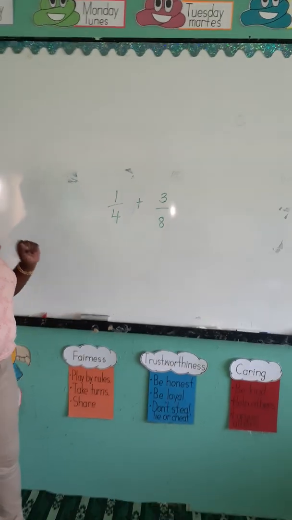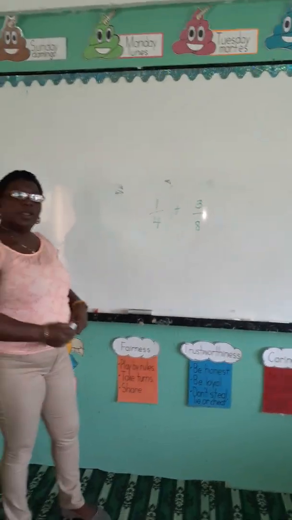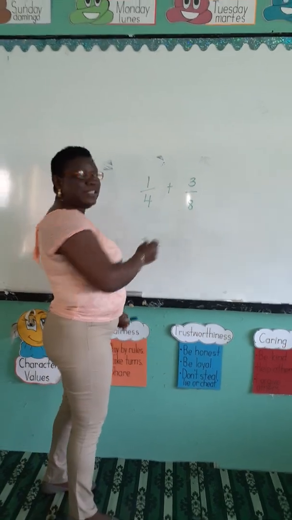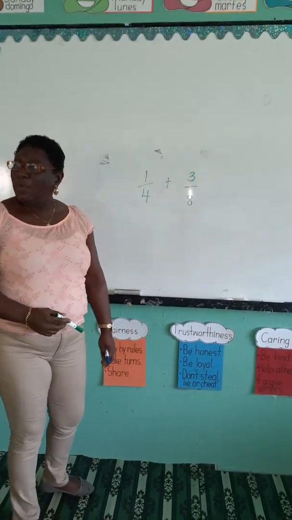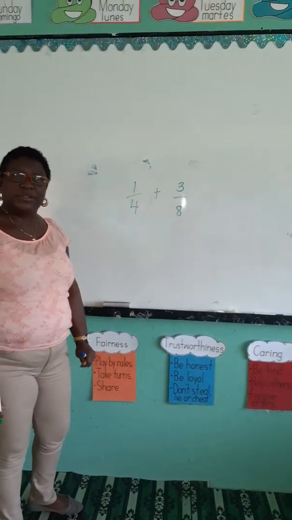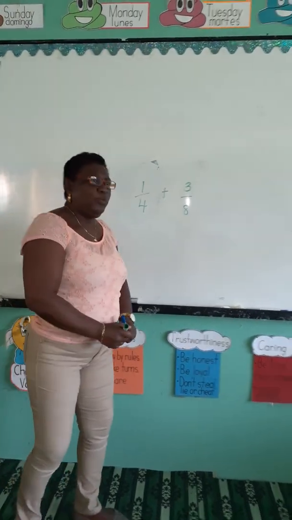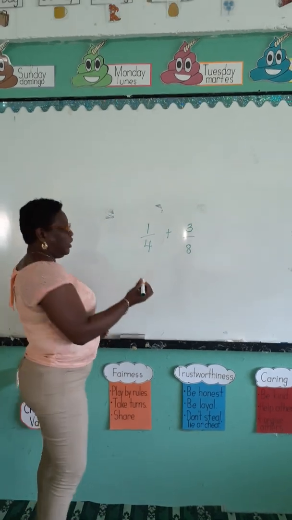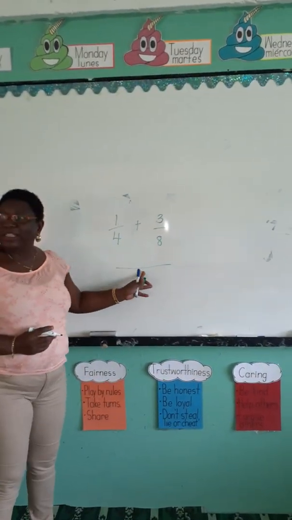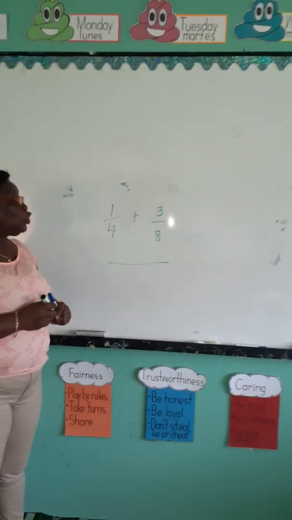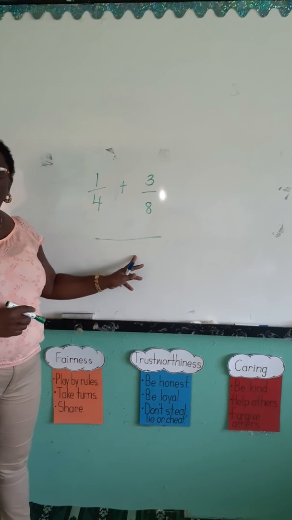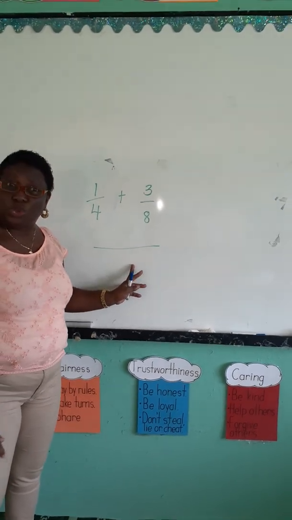So guess what? Let's look at our denominators. We have 4 as one and 8 as the other. And we know that these denominators are different, right? Now, remember last week, we found the LCM and wrote it underneath. But today, we are not going to find the LCM that way. I'm going to show you an easier way to do it.